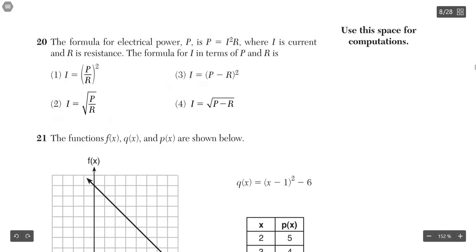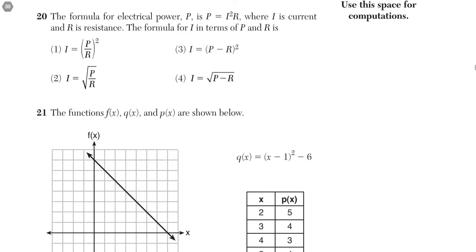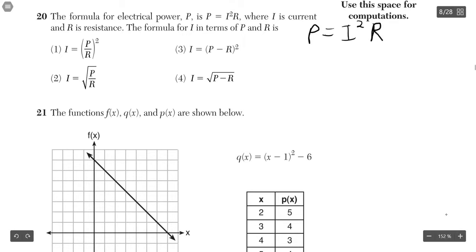Okay, number 20. So this is a little bit confusing for some students. It really just requires a bit of basic algebra. They're asking us to get I alone, right? They're asking us to get I in terms of P and R. So the first thing you would do is divide each side by R. I'll show you a trick way around this afterwards. Divide each side by R, so you get P over R equals I squared.